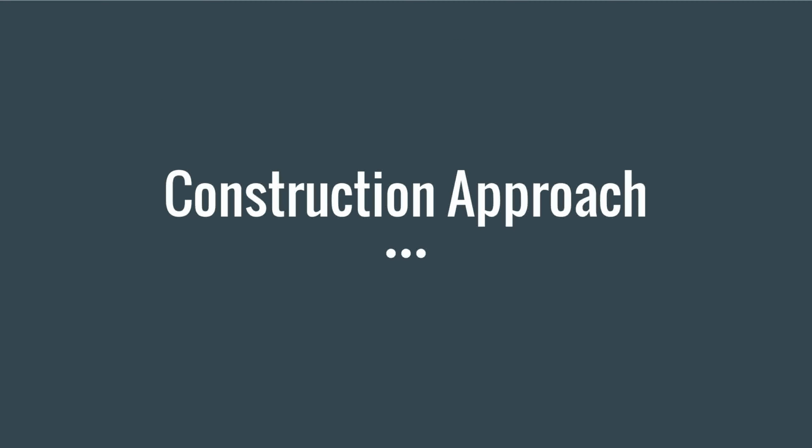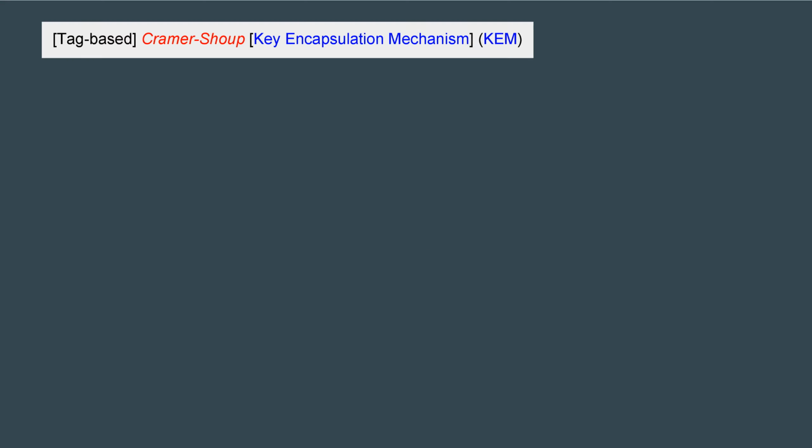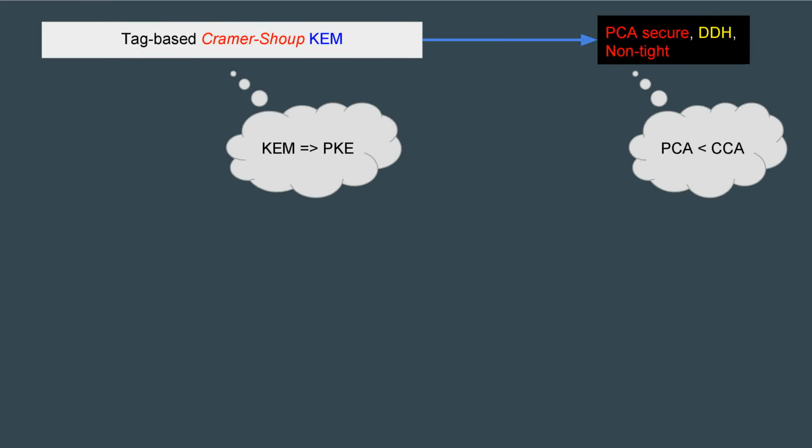Let us now see the approach the authors took to construct this scheme. The authors first start with a key encapsulation mechanism or KEM, which is based on the Cramer-Shoup PKE and is also tag-based. There are some subtle points to note about this scheme. Firstly, the scheme is a KEM. A key encapsulation mechanism or KEM is a scheme that can be used to get a public key encryption.